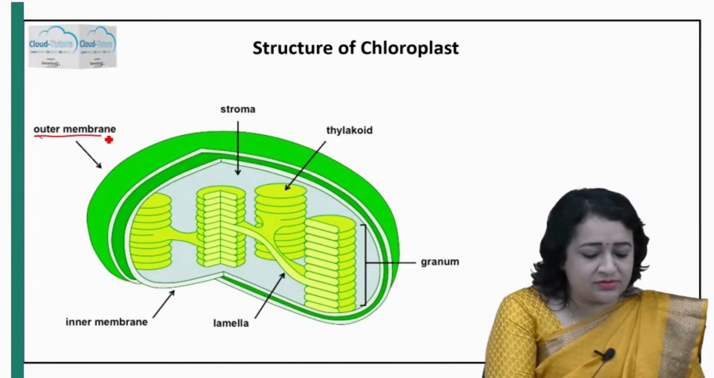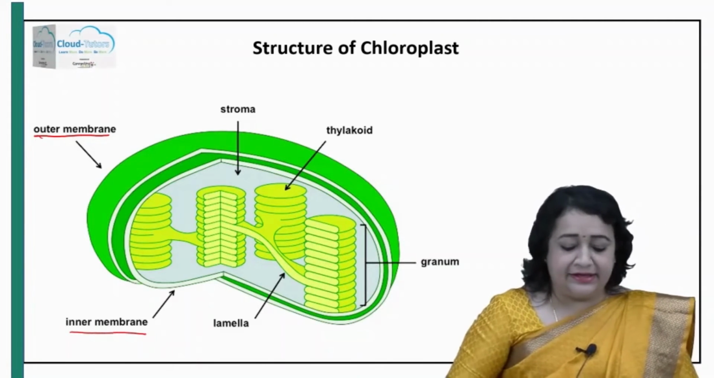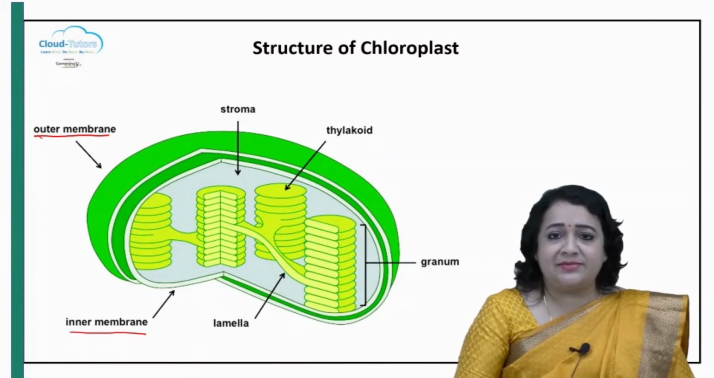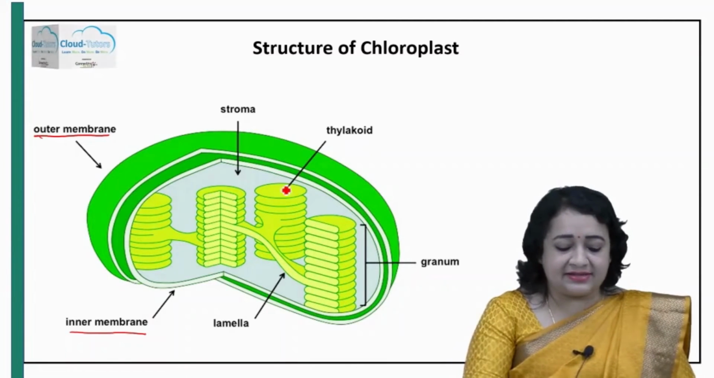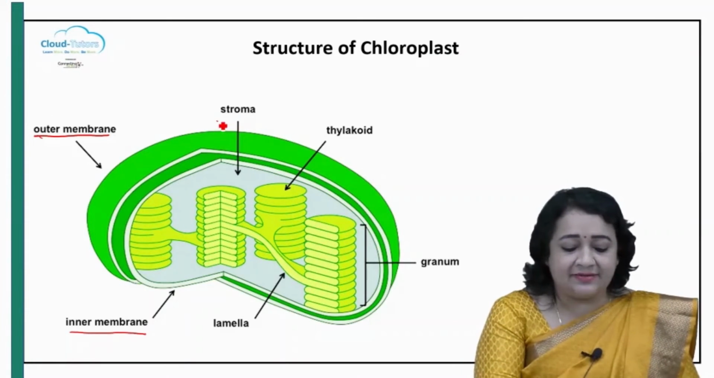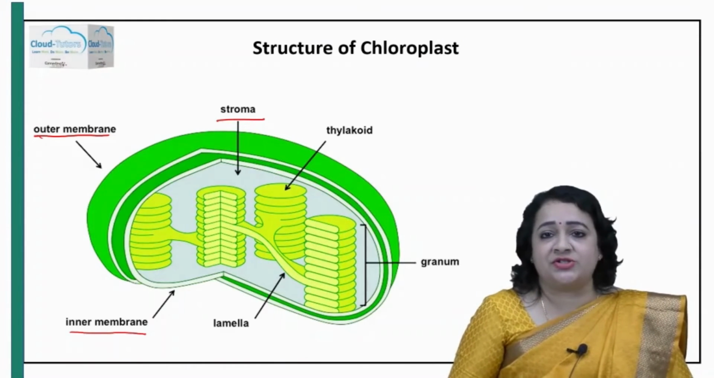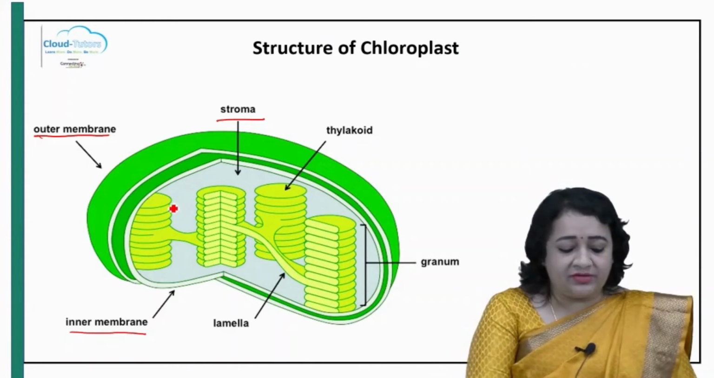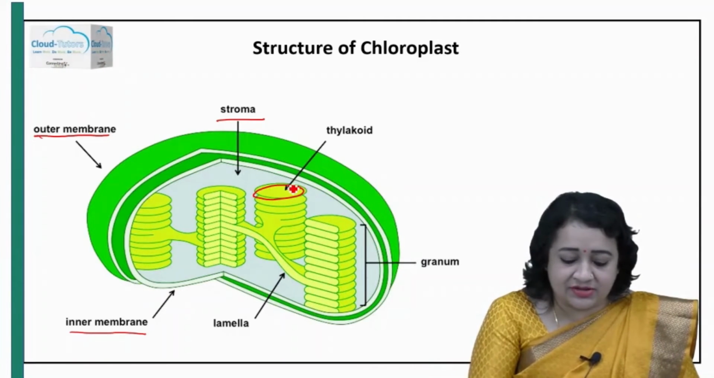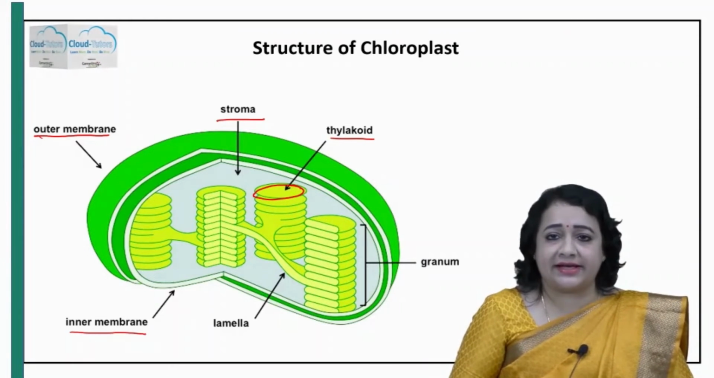So it has the outer membrane and the inner membrane. Like how a cell has cytoplasm, similarly this cell organelle has an inner fluid matrix called the stroma. In the stroma there are membranous structures suspended. Here we have coin-like structures. They are called thylakoids.